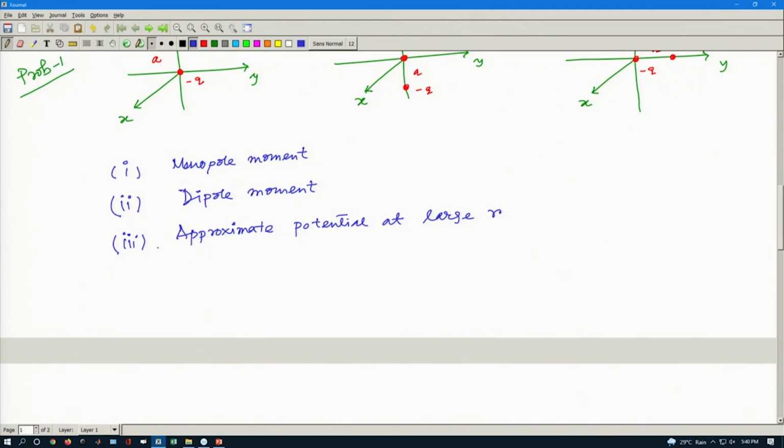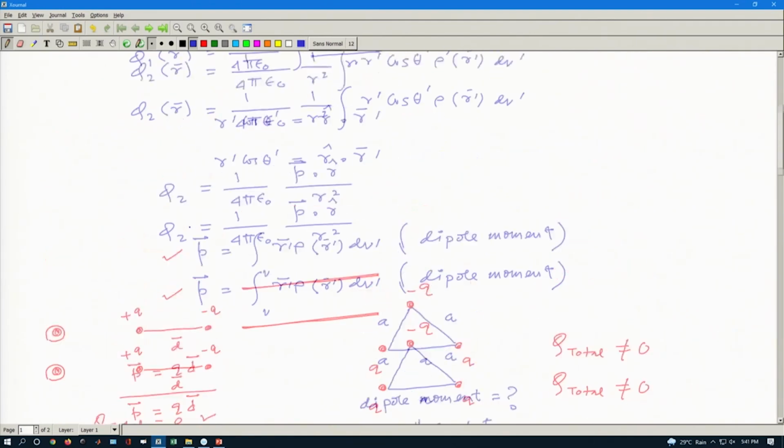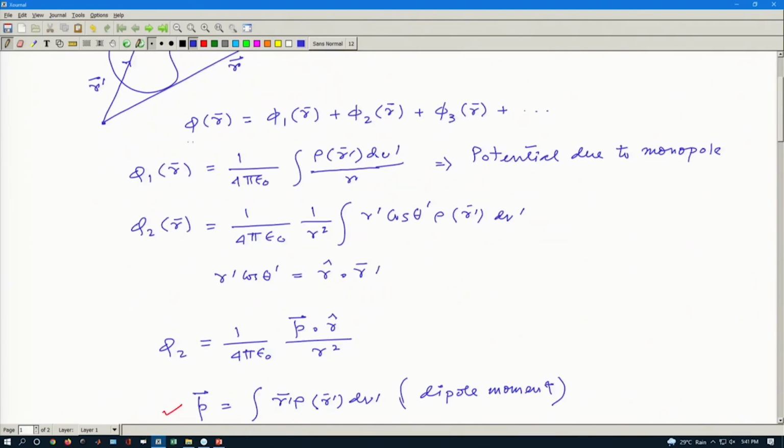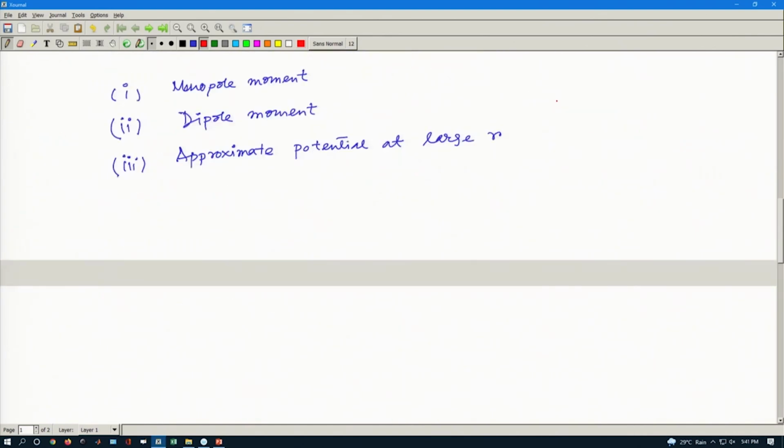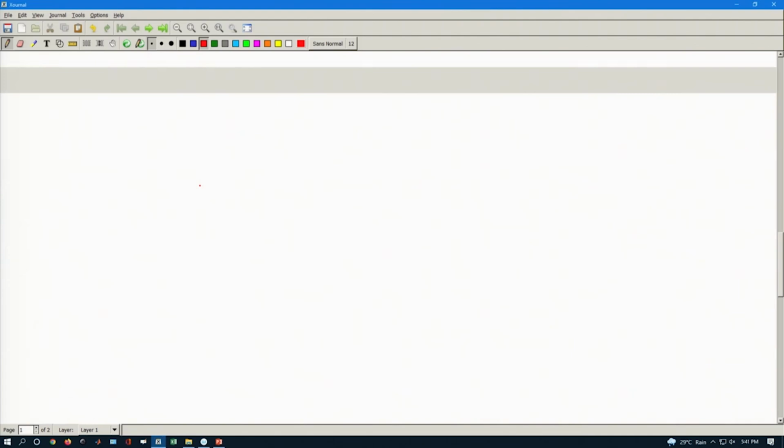Now when we calculate the potential at large r, we are going to consider only the contribution of the monopole and dipole, because when we expand the potential phi, that was the contribution of the monopole, that was the contribution of the dipole and so on. Here for this system we just try to find the potential at large r under the consideration that only the monopole and dipole contributions are there. Okay.